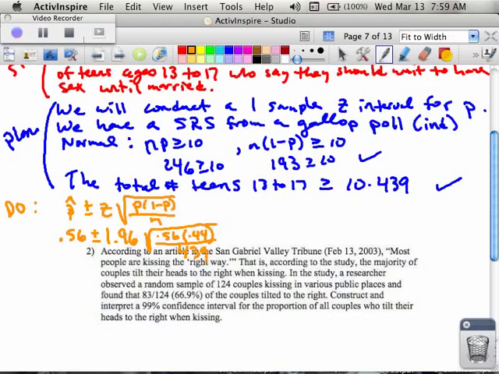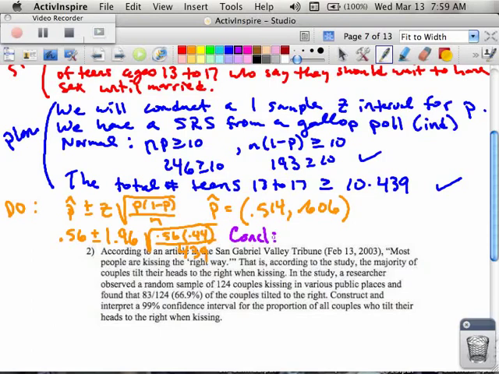And so this gives us a confidence interval, if we look at it, that ranges from 0.514 to 0.606. So this is the math part of it, the do. And then the conclusion part, which I don't really have a ton of.